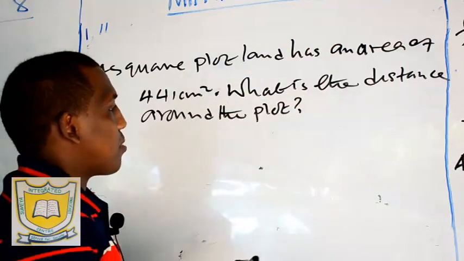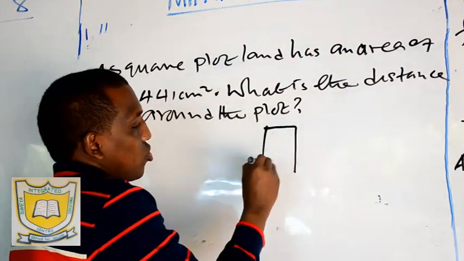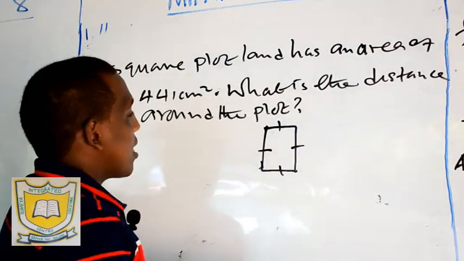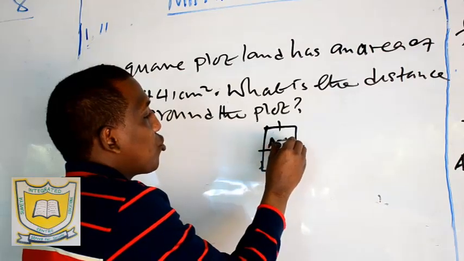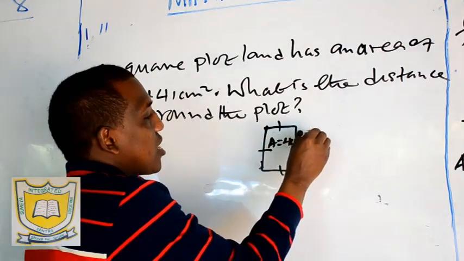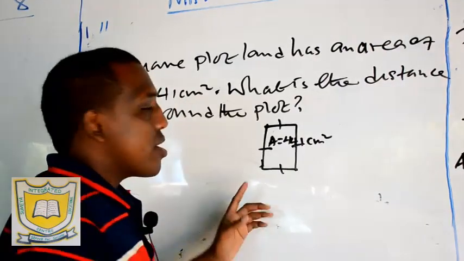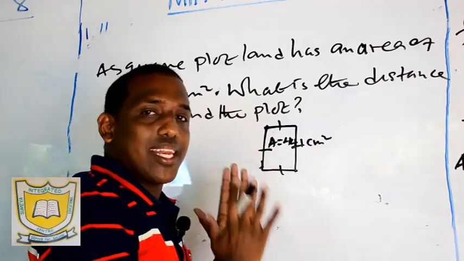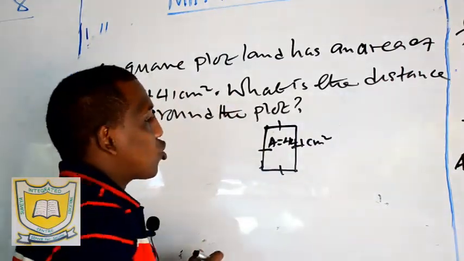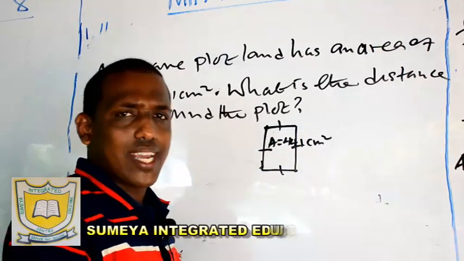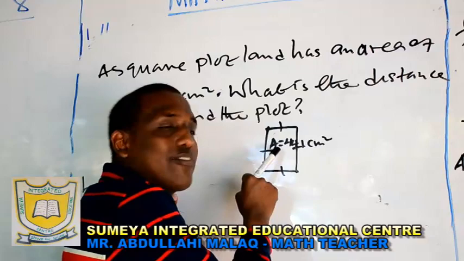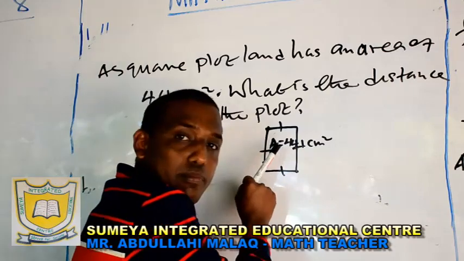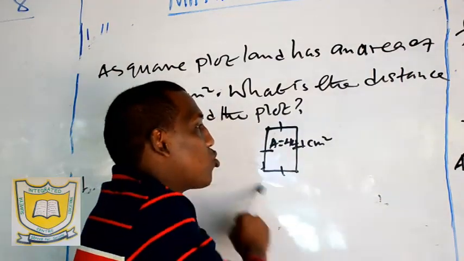You are given the area. Remember yesterday we did square. For a square we said all sides are equal. But you are given the area. You are told the area of a square is equal to 441 centimeters squared. They want the distance now. Distance means they want the perimeter. We cannot get the perimeter unless we get the side or the length. So how do we get the side or the length when you are given an area? Yesterday I did a question like this. Whenever you are given an area, to get to the side, you square root the area. But when you are given a perimeter, the perimeter is the distance all the way around the figure.